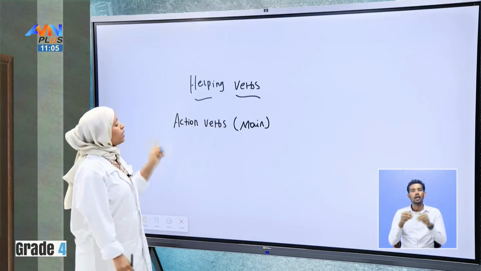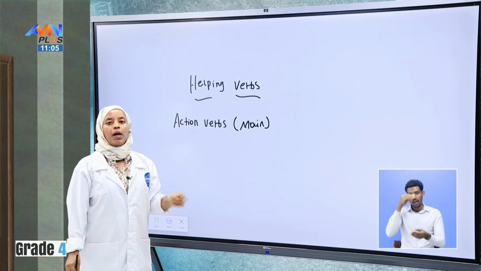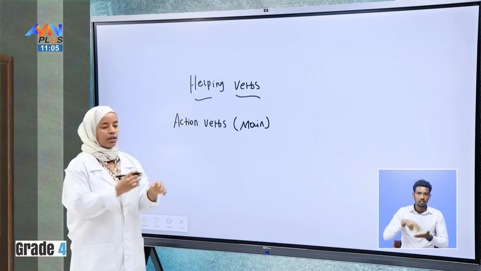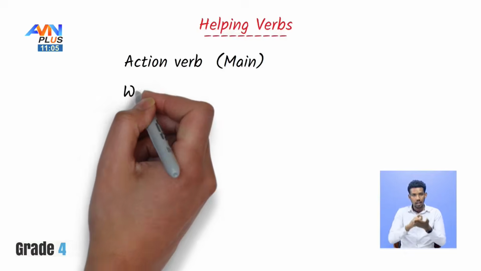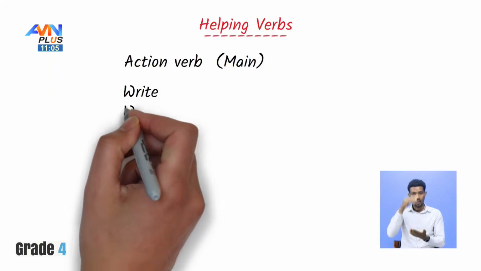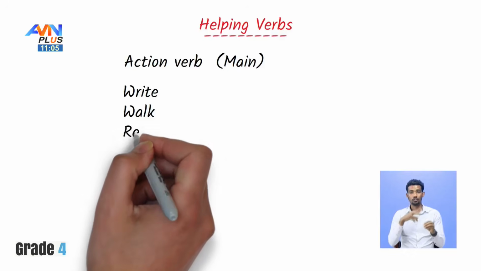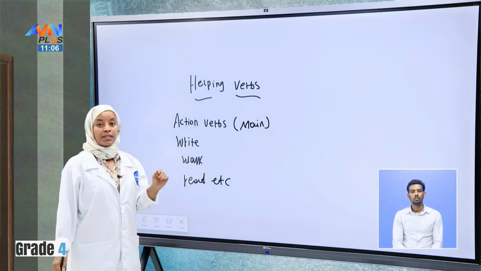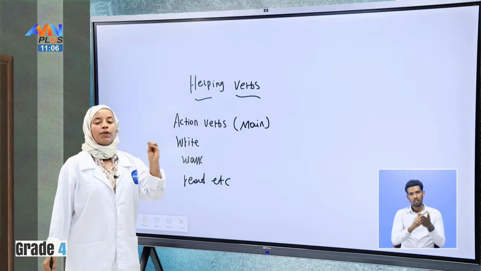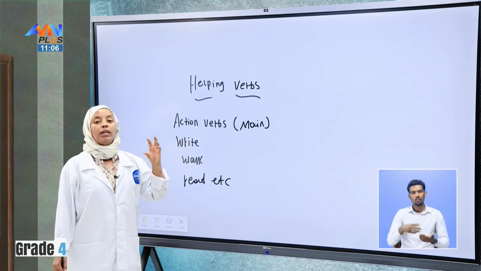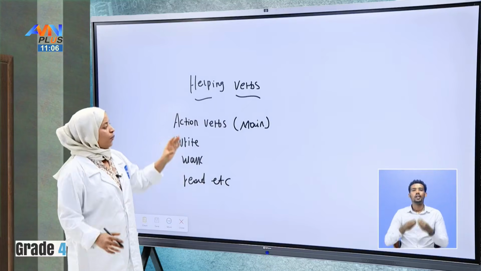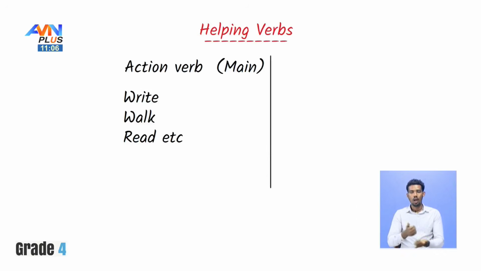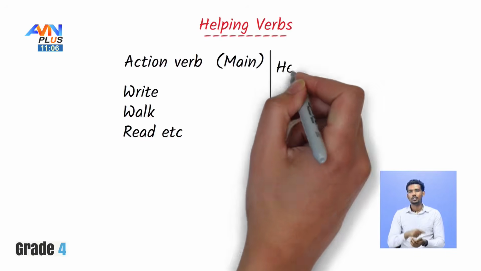In the previous time, we learned about action verbs like snapping, clapping, walking, dancing, writing, reading, and etc. So action verbs like write, walk, read, and etc. We can mention many different kinds of action verbs. These are the main verbs. They can give meaning without helping verbs. When we come to helping verbs, what do they give and help?